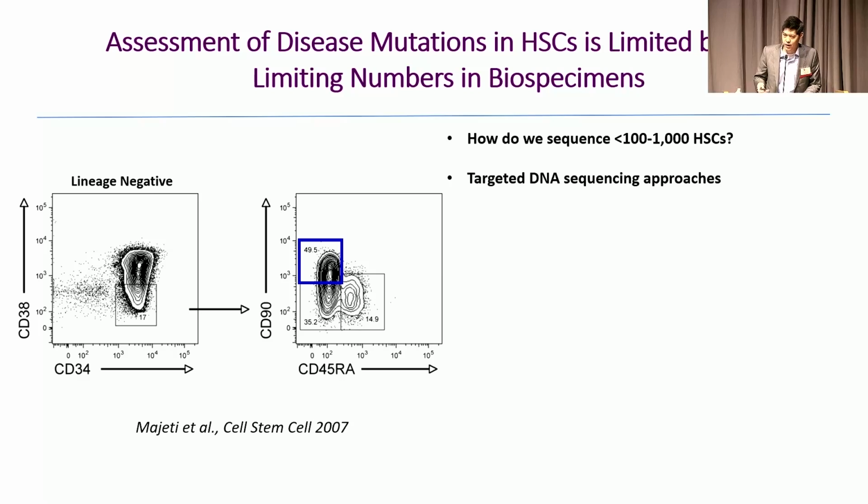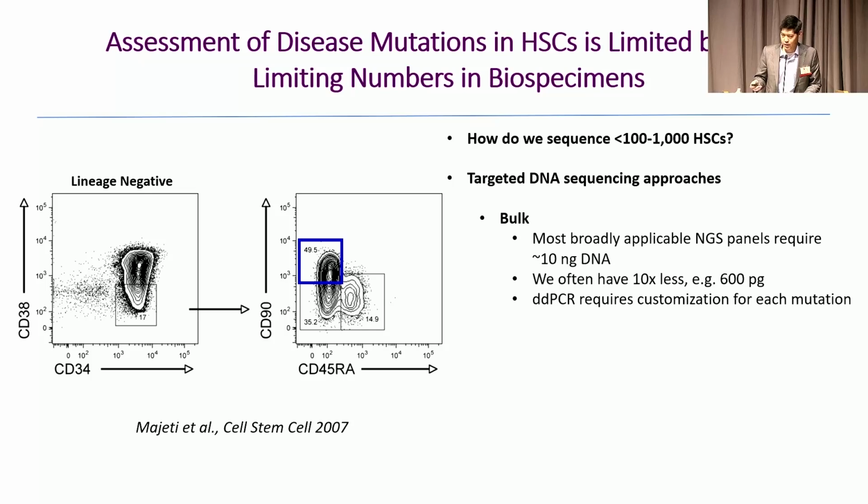And so how do you sequence for MDS-associated mutations in these stem cells? In terms of bulk targeted sequencing approaches, if you look at commercially available pipelines, they all require about 10 nanograms of DNA, which is oftentimes 10 times more than what we actually have. And even when these work, you get all this amplification bias and allelic dropout, so you don't really know what you're looking at. There are additional techniques like digital droplet PCR that, in theory, have no lower limit, but these require a lot of customization for every patient and every single mutation.